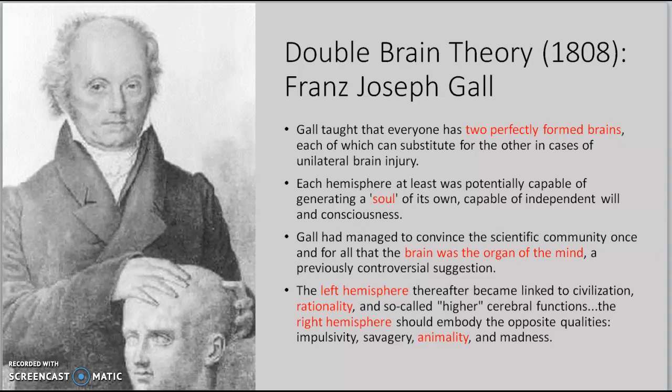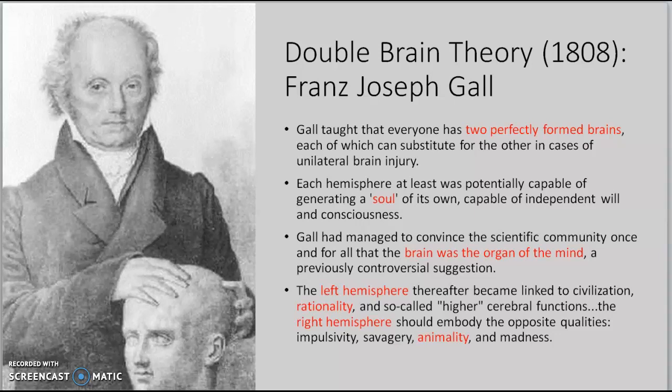So you can imagine that if this idea was true, that we all have the capability of being two people, and that we have this capability of two possible souls within us, and that depending on how we use our time and use our lives, we could be nurturing one of these brains over the other. Gall had managed to convince the scientific community once and for all that the brain was the organ of the mind, a previously controversial suggestion.